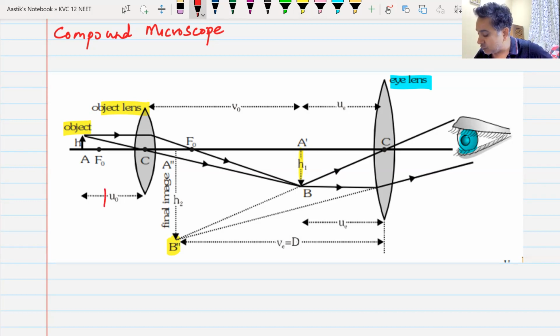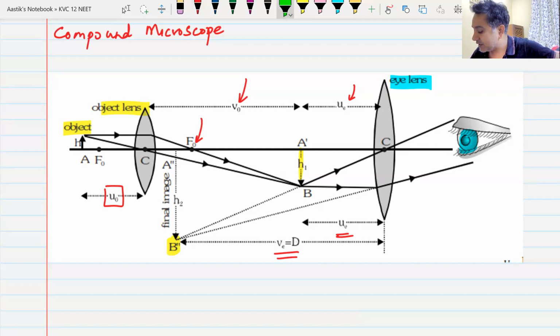What all things you have to remember here? One thing is this: UO, distance of the object from the objective. FO, focal length of the objective. VO, distance of the first image from the objective. UE, distance of the first image from the eyepiece. VE, distance of the final image from the eyepiece.